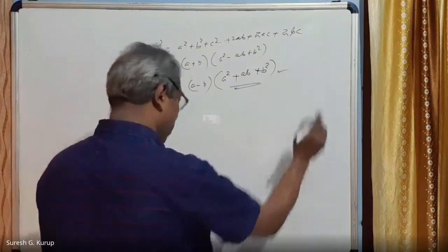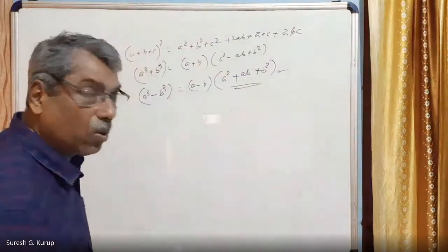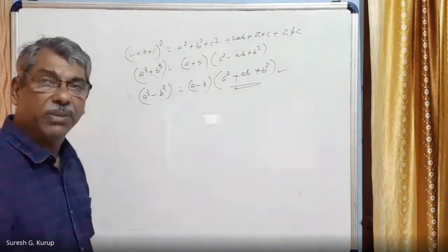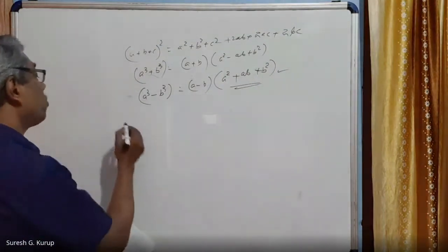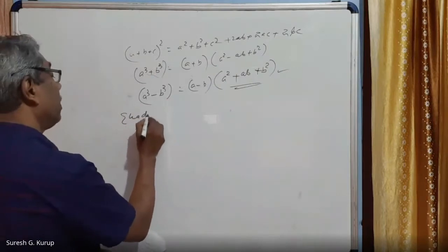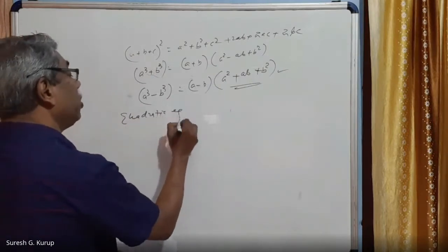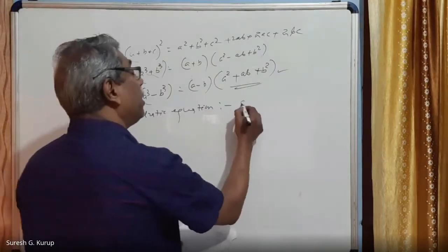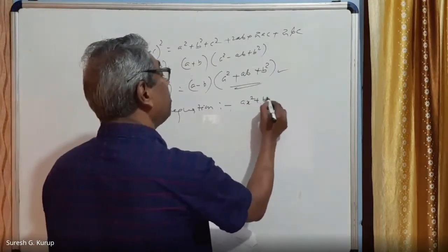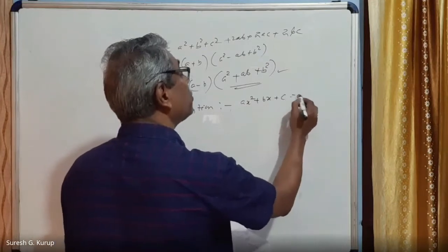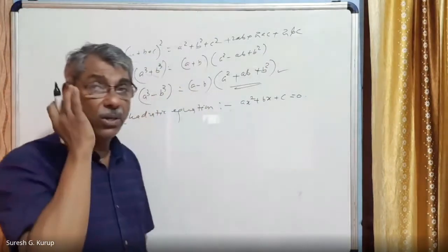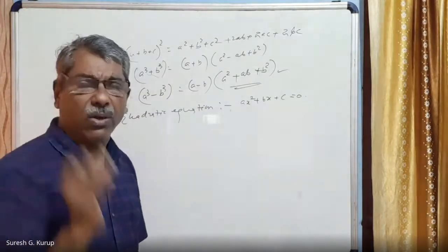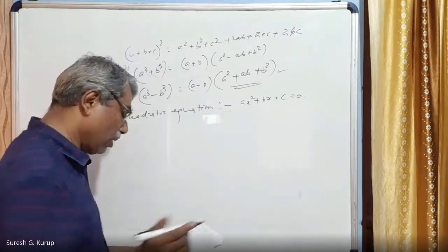This is also an important formula. Then the quadratic equation, everybody knows. ax² + bx + c = 0 is the quadratic equation. This is called a quadratic equation. A quadratic equation has some roots also. The roots of the quadratic equation are given by this formula.